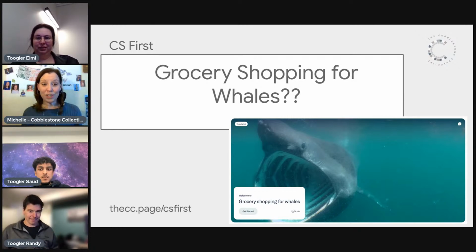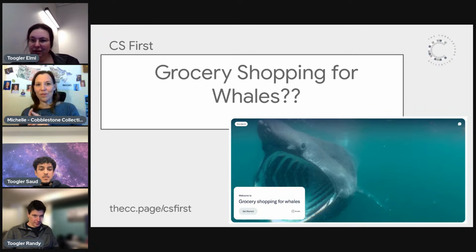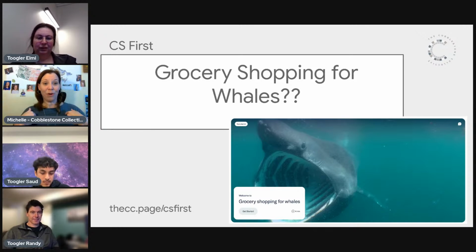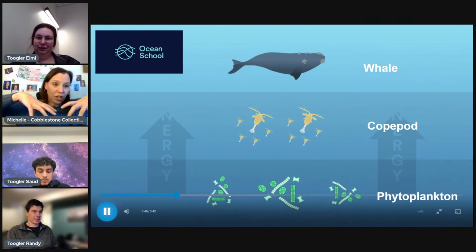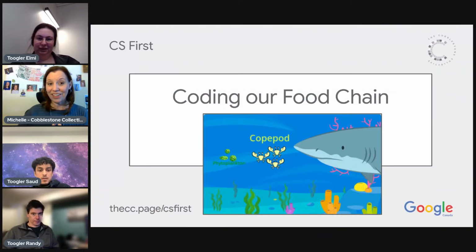So we know what a food chain is. Your teachers received a video. Maybe you watched it. Maybe you didn't. It's totally okay if you didn't. But the video we sent you is by National Film Board. It's Ocean School. That's how I learned more about my food chain. So I watched this video, and this video told me the food chain of a whale. It starts with phytoplankton, goes to copepods, which I'd never even heard of, and then the whale eats it all. That's the food chain I'm going to do inside CS First. It's going to look, hopefully, a little bit like this.